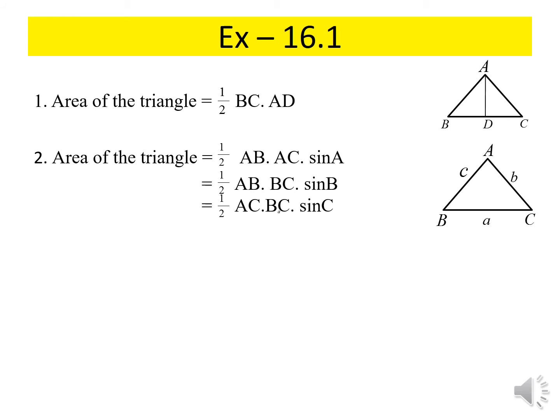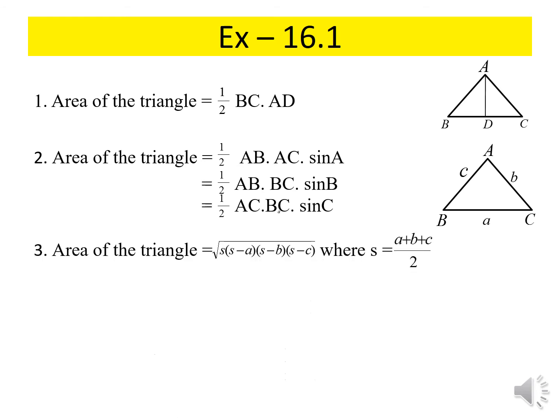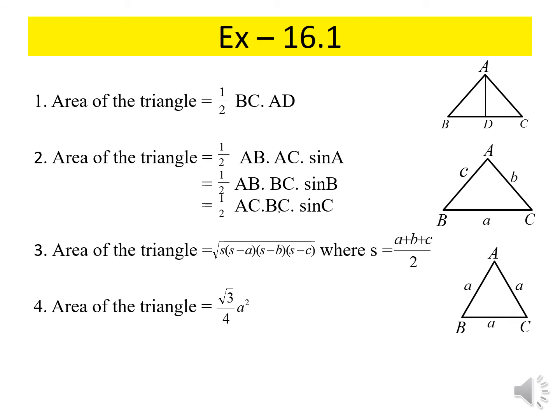Again, if the lengths of three sides are given but no included angle is given, in that case the area of the triangle will be root over s into s minus a into s minus b into s minus c, where s is half of the perimeter, that is s is equal to a plus b plus c divided by 2. Again, if a is the length of each side of an equilateral triangle, then the area of the equilateral triangle is root 3 by 4 a square. We will prove this formula later.